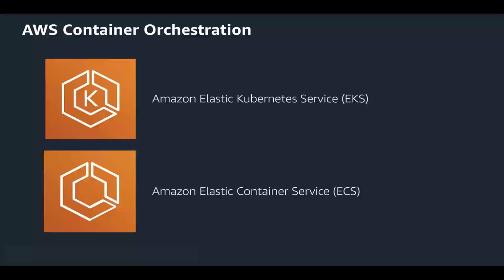To do this for containers, AWS offers 2 fully managed container orchestration services, Amazon Elastic Kubernetes Service, or EKS, and Amazon Elastic Container Service, or ECS. Both EKS and ECS provide container orchestration capabilities, helping you deploy, scale, and manage containerized applications. Both of these services are used by many AWS customers for enterprise-scale production workloads.